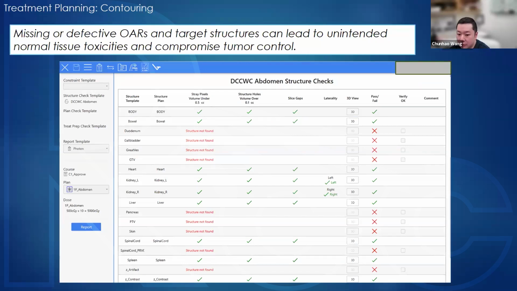Here, I'm showing an example of a script-based check reporting system built on our Varian Eclipse treatment planning system. Of course, you have to predefine a template. Here at our clinic, we define: stray voxel volumes less than half a cc, stray hole volumes over 0.1 cc, slice gaps, and laterality, meaning left labeled as right or right labeled as left. So we can automate this check with a lot of markers, and this gives a very straightforward result of a green check or a red cross.